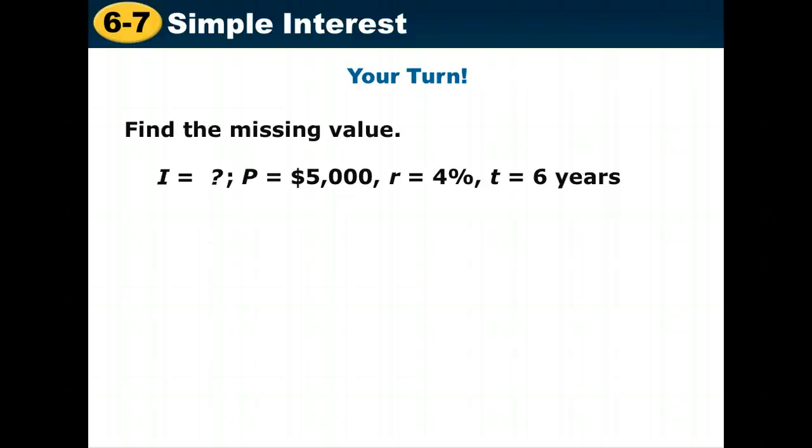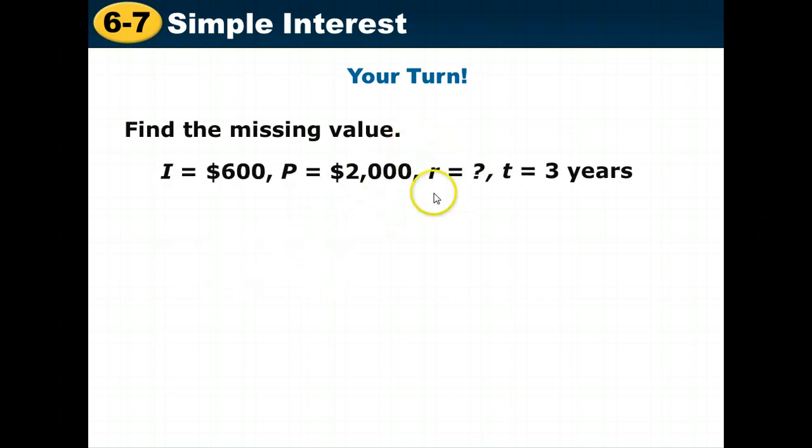Okay, alright, welcome back. So let's go ahead and solve this together. First thing we want to do is start off with the formula and then substitute in the values that we know. Remember, the rate has to be plugged in as a decimal. To change it to a decimal, all we do is divide it by 100. Alright, go ahead and do this one where you are going to solve for the rate.